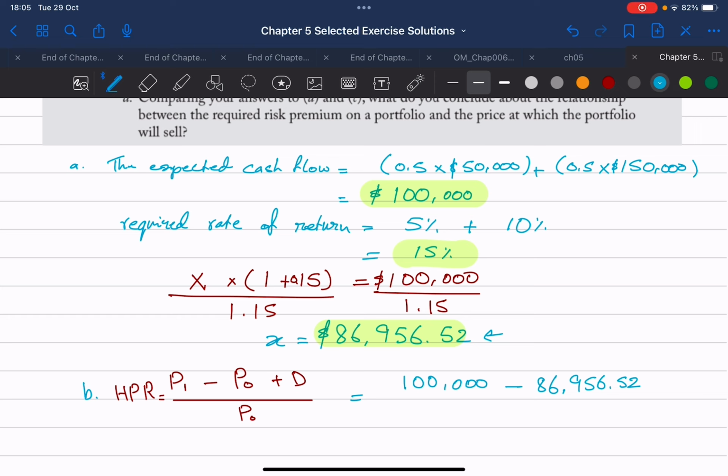86,956.52. Okay. Any dividends? No, because here they're giving us the terminal value of the portfolio, including everything. So we don't know how much of this is dividends, how much of this is actually capital gain. They're just telling us that the portfolio will grow to this terminal value or the end value, right? So there's no dividends here, or we don't really know how much is the dividends, but it must be included in this part. I mean, if there were any dividends, they're included in the 100,000, right? So we're just going to divide by P0 again, which is the 86,000, right?